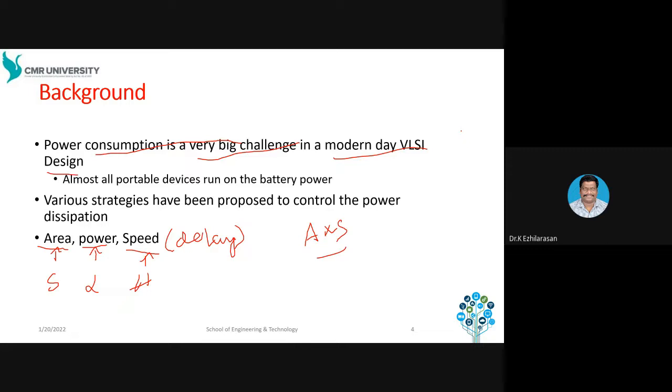Now, in this, various stages will be proposed to control the power dissipation. For that only, we are going to study more elaborately what the techniques are, what the different types of power dissipation are. Then, if we are getting power dissipation, how we can overcome or avoid that power dissipation with the help of some techniques. These things we are going to study in this low power VLSI design.